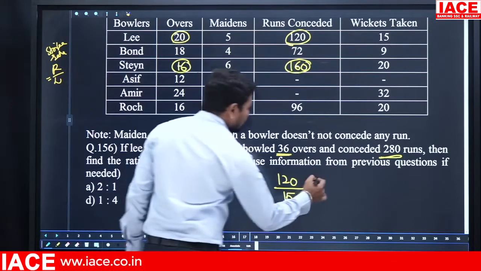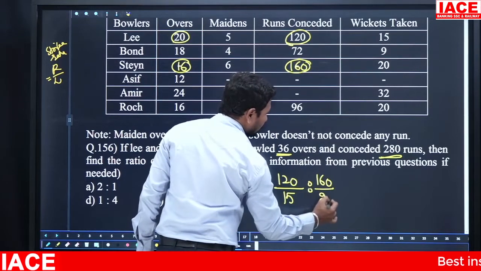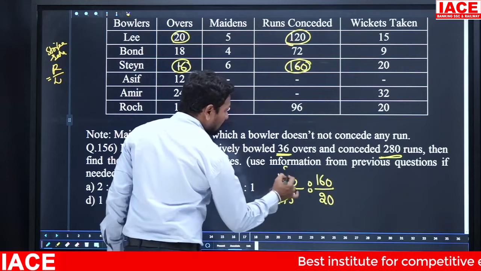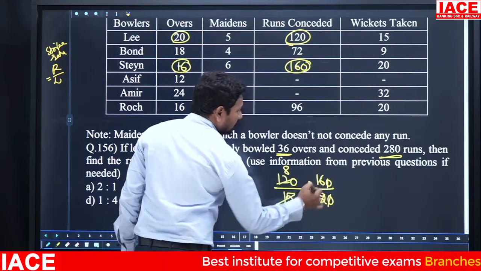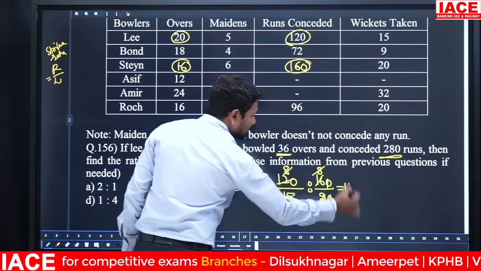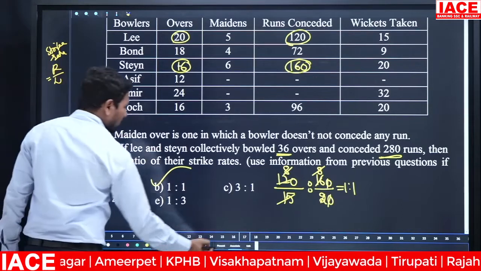How many runs given by him? 160. And how many wickets taken by him? 20. And cancel the values. Here 15 to 120 is 8 times and 20 to 160 is 8 times. 8 will be cancelled. What is the ratio? 1:1. The strike rate is equal. 1:1. Option B is correct.